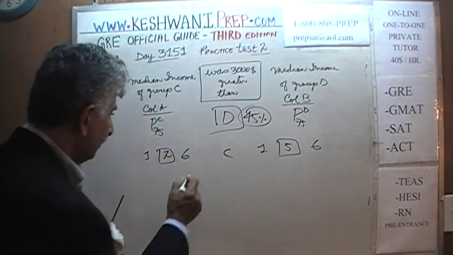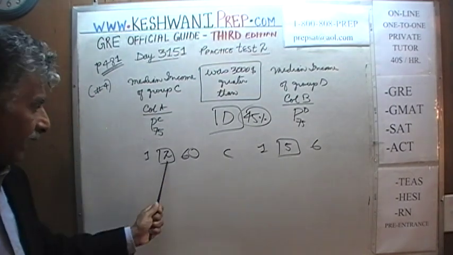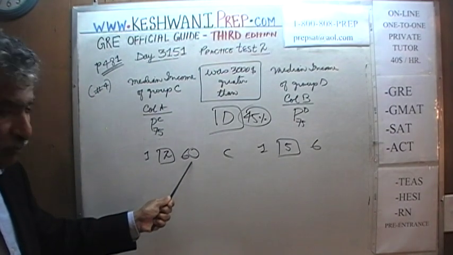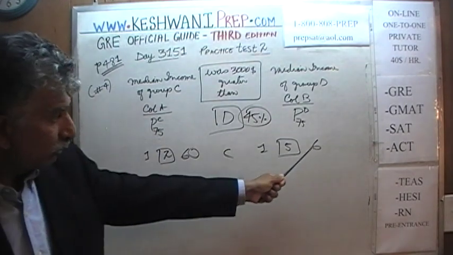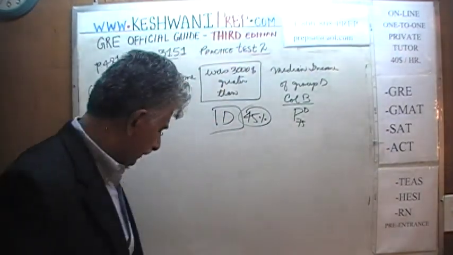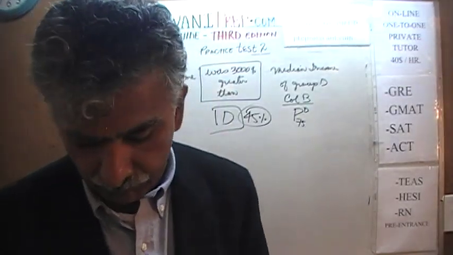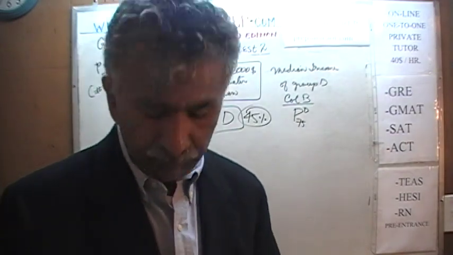Or we could have had this. Even though the median of this group is 3 more than that, what comes after the median in this group is actually more than what comes there. Just because the medians differ, there is no guarantee that the 75th percentile is going to be greater, that the third quartile is going to be greater. Do you understand? The answer is D.